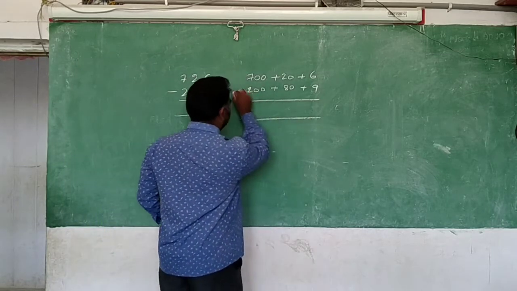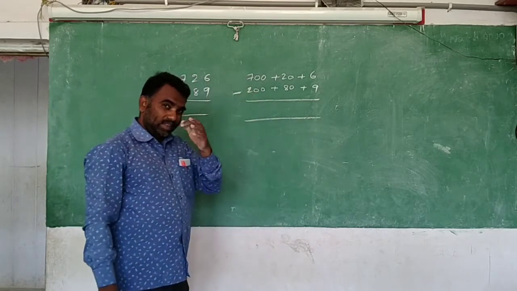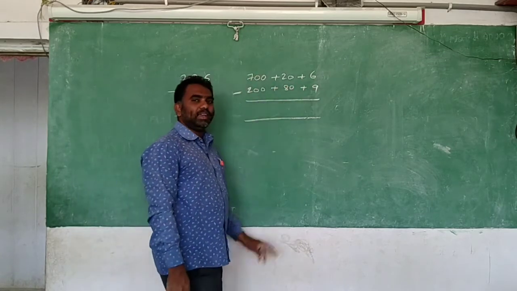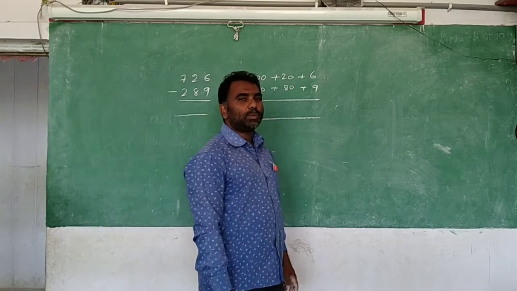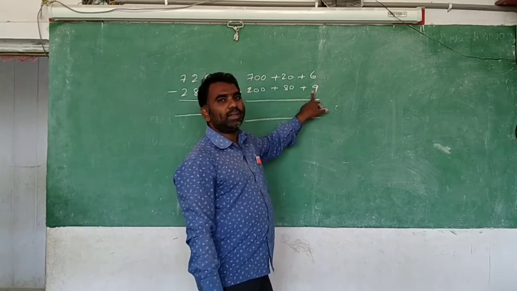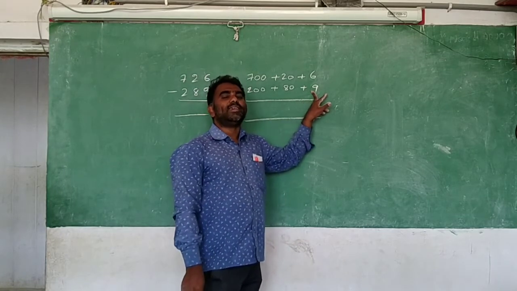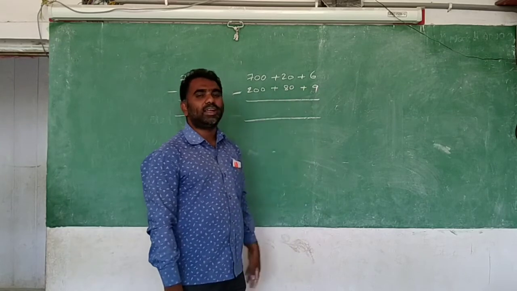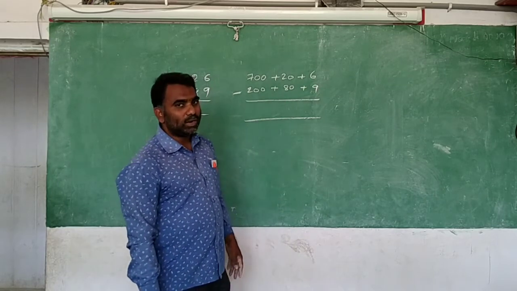We are going to do the subtraction. First of all, we will take the ones. From 6, can you subtract 9? You know what is the meaning of subtraction? There are 6 apples. You need to eat 9 apples. Is it possible? No, not possible. There are only 6 apples. How can I eat 9 apples? It is not possible. So what should I do?